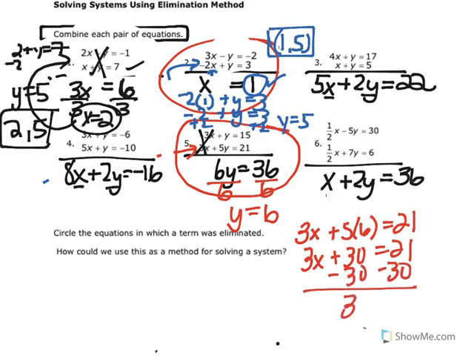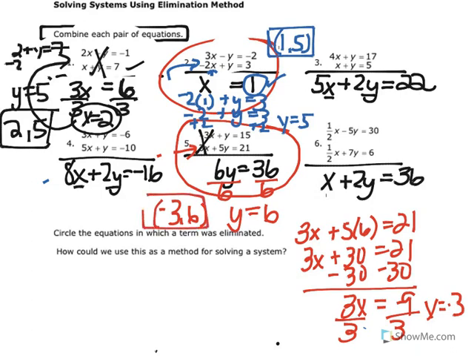And you get 3x equals -9. Divide by 3, and x equals -3. So there we've solved that system. It's (-3, 6) is the solution. Okay, so we did all of those, and let's go to number 6.